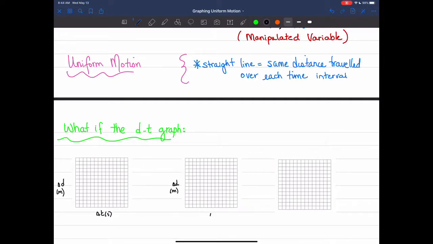Distance, time, and distance, time. Okay. So in this first scenario right here, I'm going to have an object that is traveling like this. And then it's doing that. Then I have an object that is traveling like this. And then it's doing that. And instead here I have an object that is traveling like this. And then it's doing that.